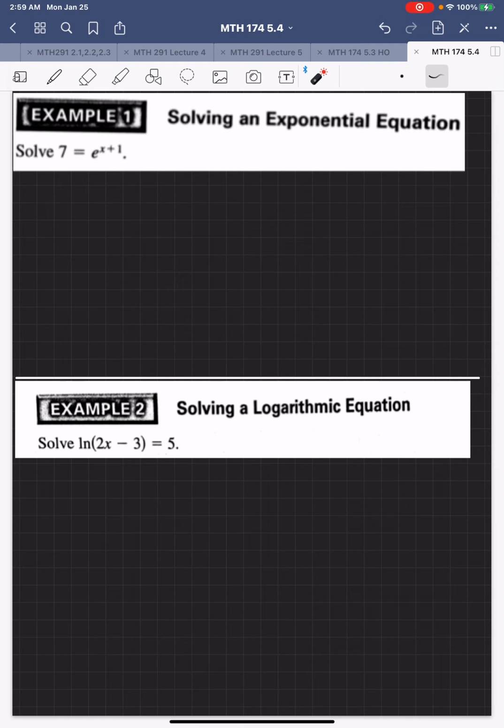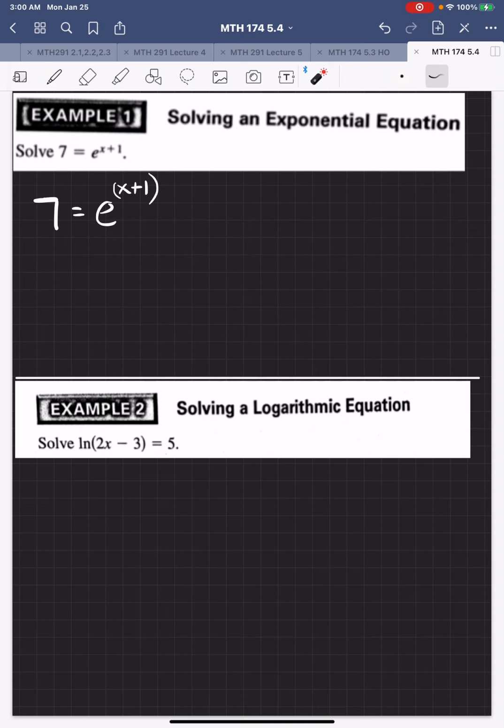So all we want to be able to do is solve this exponential equation, right? In other words, the word solve, we want to be able to make a statement x equals when we're done. So how do we do it? Well, first we just go ahead and write the equation. So we have 7 is equal to e, and this might be hard to see on your end, but this is e to the power of x plus 1.